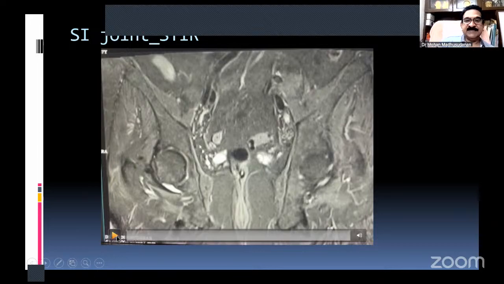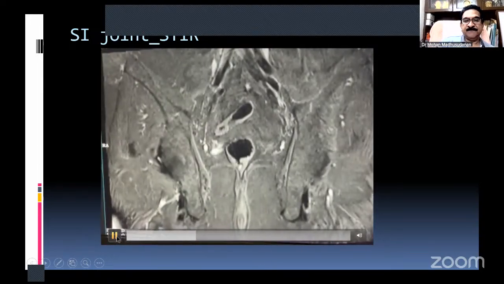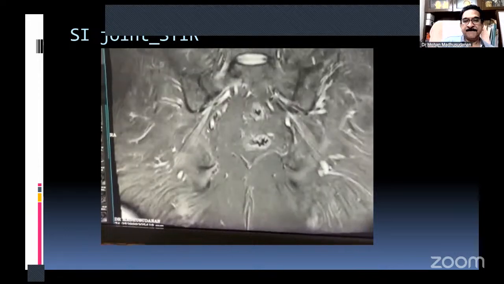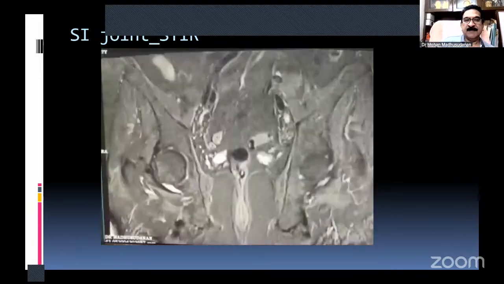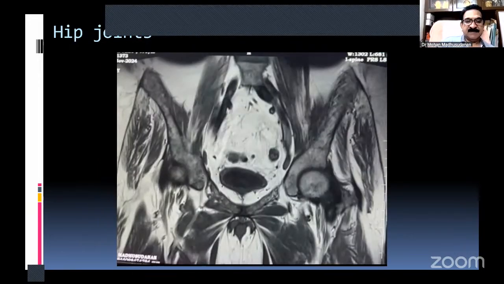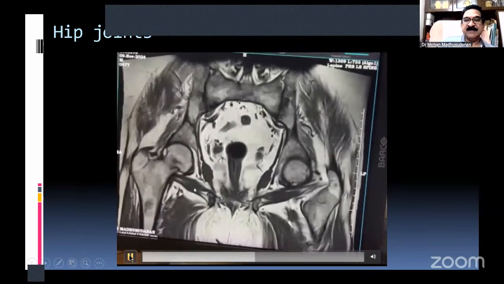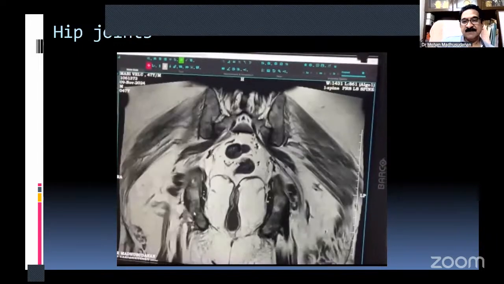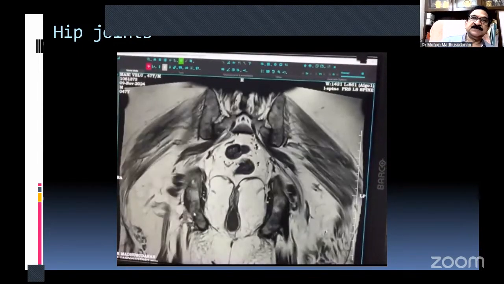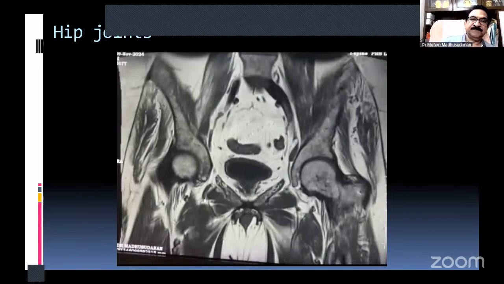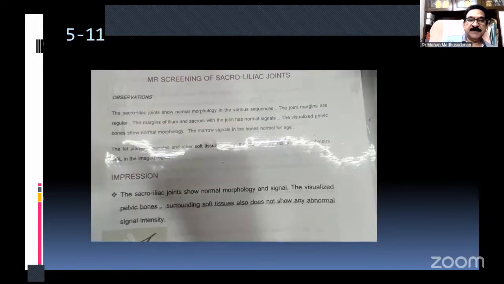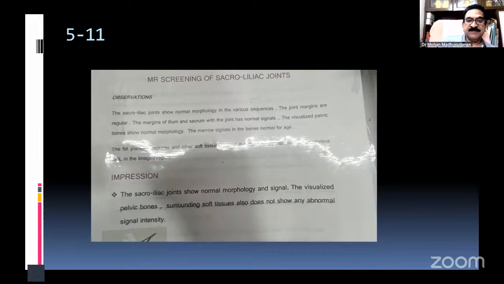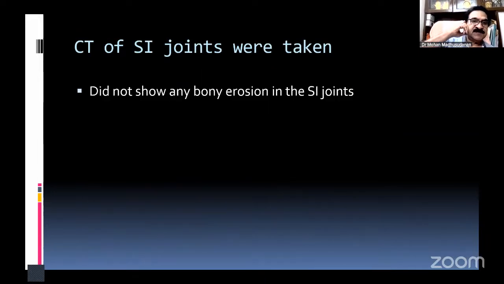Then the still sequence is done. Anyway, we also took the hip joint, which was asked for. That also is normal, so there is no hip joint pathology nor SI joint pathology. The report says SI joint normal morphology. CT was also taken, which did not show any bone erosion in this joint.